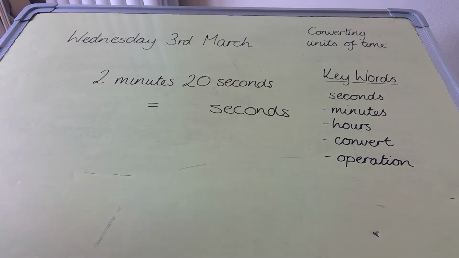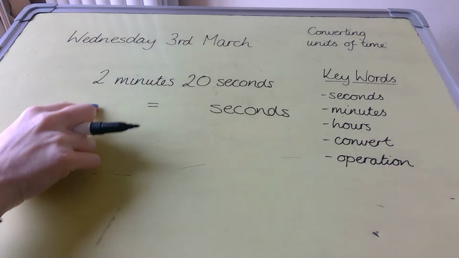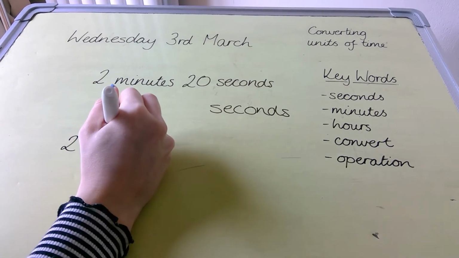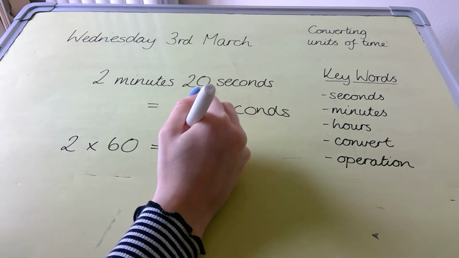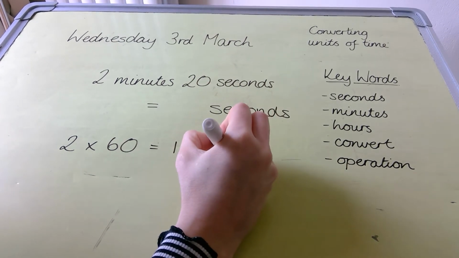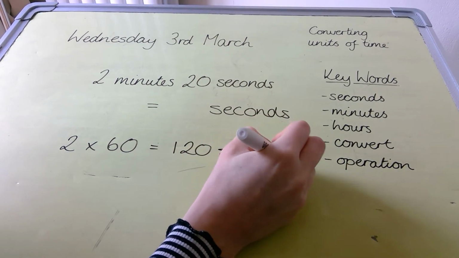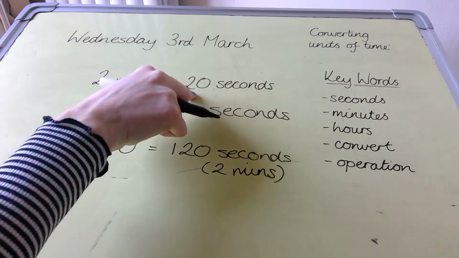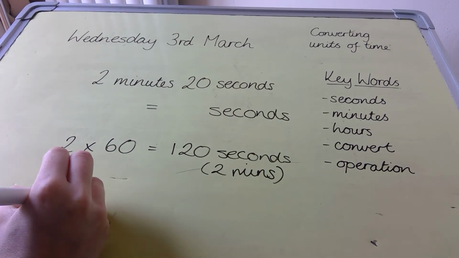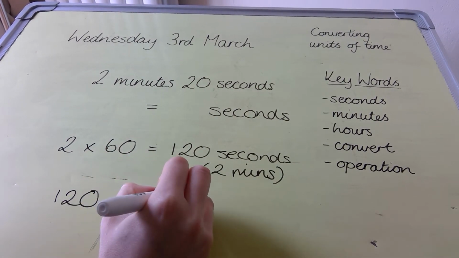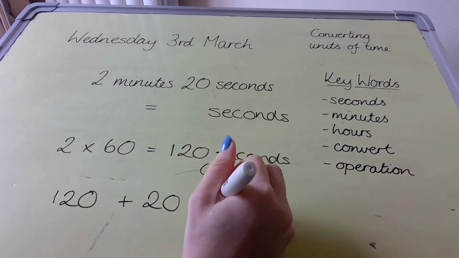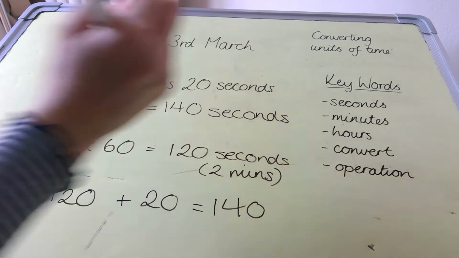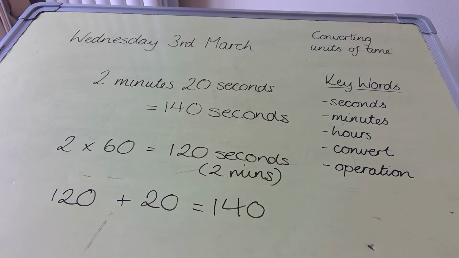Okay, so if we know that there are 60 seconds in 1 minute and we need to find out 2 minutes, we would need to do 2 multiplied by 60 equals 120. So that is 120 seconds in 2 minutes. Okay. And then we've also got to add on the extra 20. So then we would do 120 add 20 equals 140. So we can then know that 2 minutes and 20 seconds is 140 seconds.